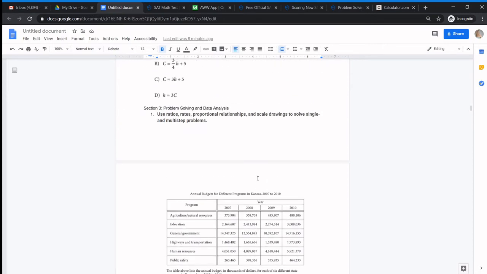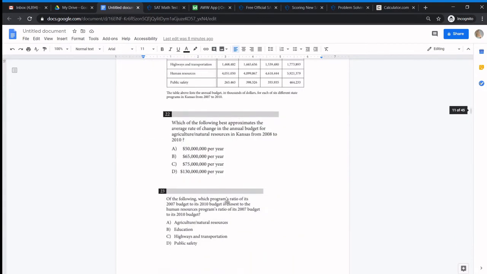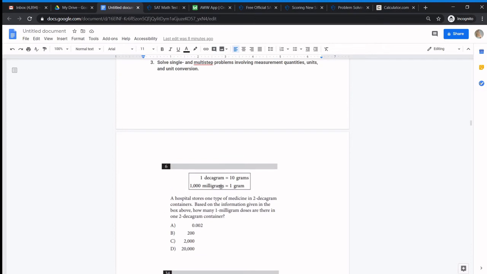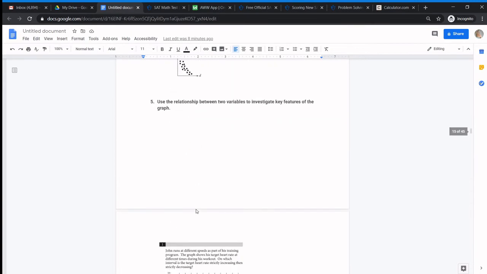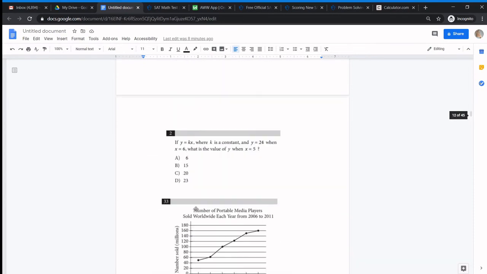Alright, now we're going to move on to the next section. We're going to go on to problem solving and data analysis. This section is actually quite interesting because there's never any problem solving and data analysis questions on the no calculator portion. They're all on the calculator portion. All of these tables, all of these graphs, these things involving units and measurement, these things involving percentages, all on the calculator section. All of them. There's never any of them before.